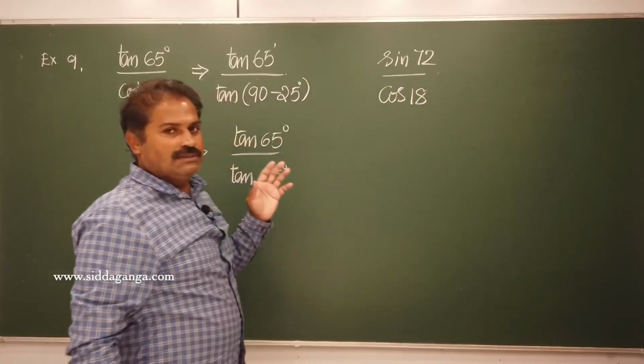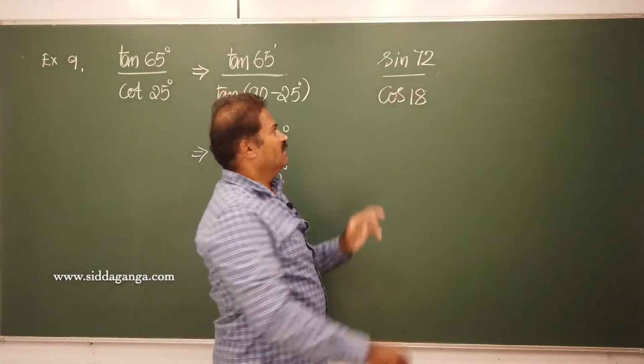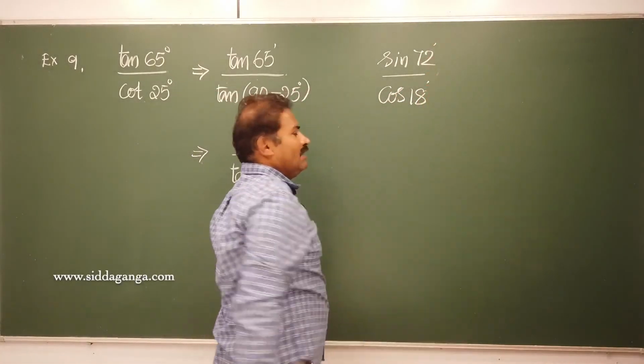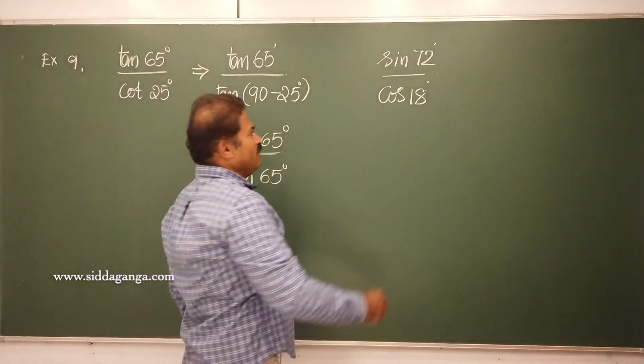So these are not standard angles. Then what you need to find out is whether they are complementary or not. So 72 degrees plus 18 degrees is going to be 90 degrees. Therefore, you can apply complementary ratios. So how are you going to solve this?